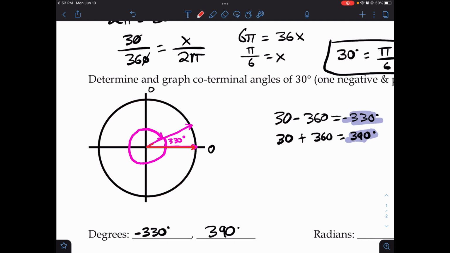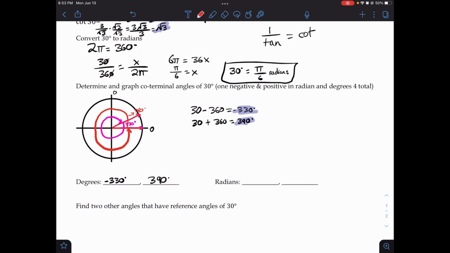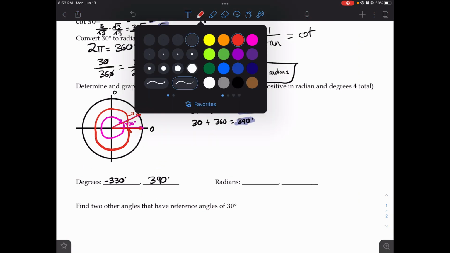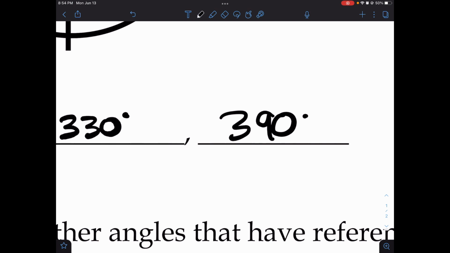meaning again the same angle, but the way we go changes. So this right here is 360 degrees. There we go. And to convert to radians, we can still use the same proportion.